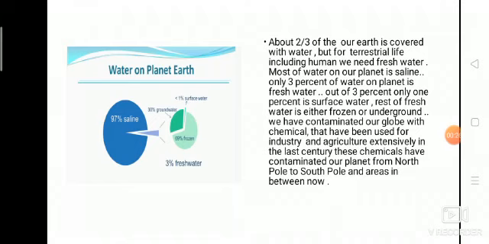Most of the water on our planet is saline. Only 3% of water is fresh water. Out of this 3%, only 1% is surface water. The rest of the fresh water is either frozen or underground. We have contaminated our globe with chemicals that have been used for agricultural industries and other industries extensively in the last century. These chemicals have contaminated our planet from the North Pole to the South Pole and areas in between.